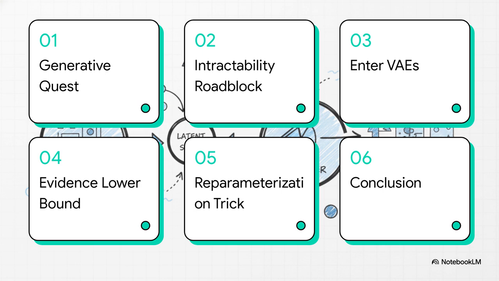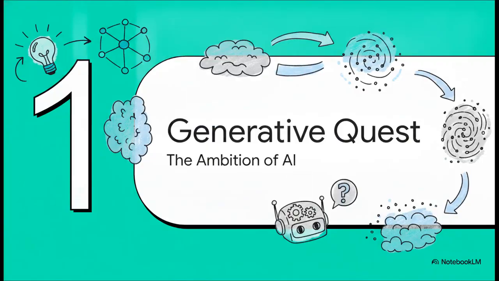We'll start with the generative modeling quest, hit the intractability roadblock, and then enter variational autoencoders. From there, we'll break down the evidence lower bound, the famous reparameterization trick, and finally wrap it all up in the conclusion. All right, part 1, the generative modeling quest.